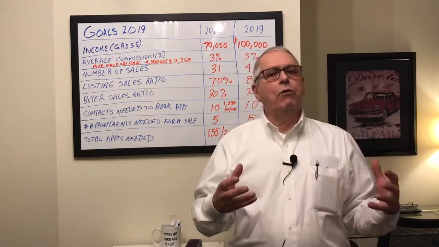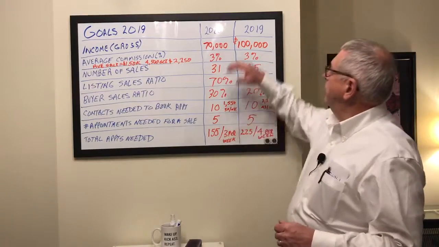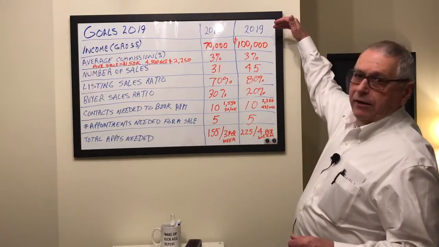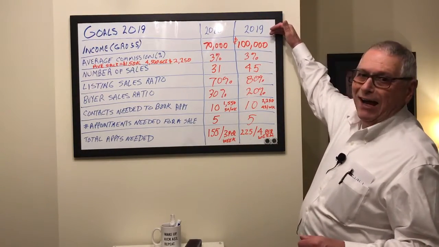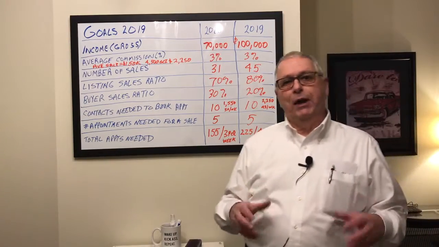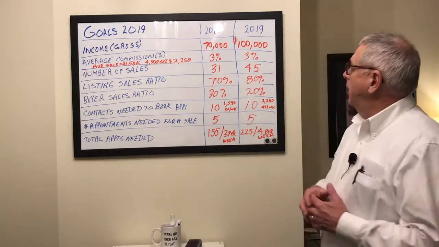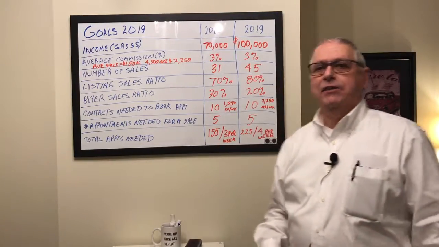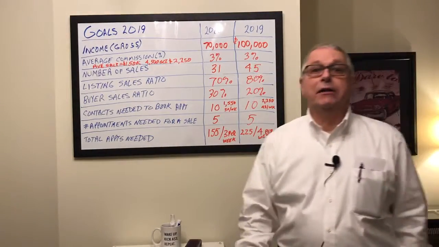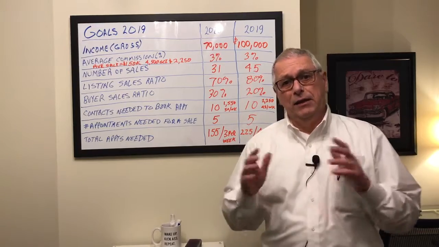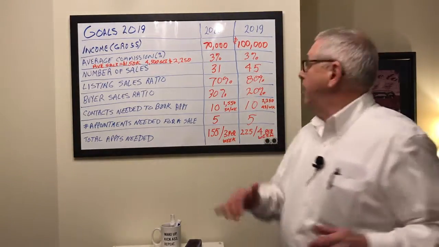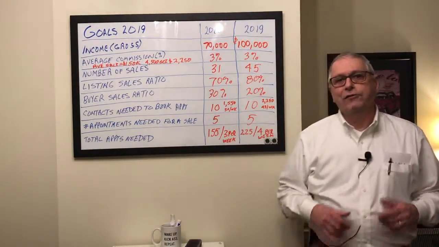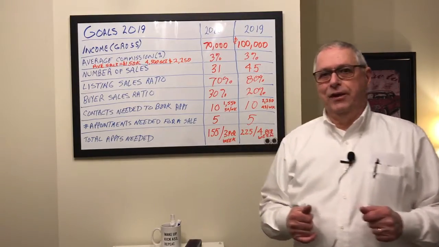Now what we want to do is take that and extrapolate it to 2019. What can we expect this coming year? So let's set a goal for ourselves. Let's say we made $70,000 last year. Maybe this year we'd like to make a six-figure income, at least $100,000. And so that's our goal for 2019, $100,000.